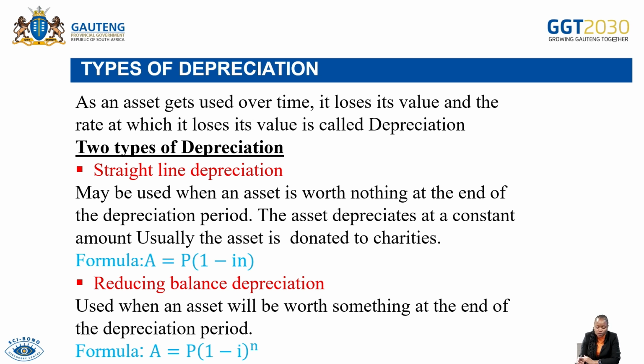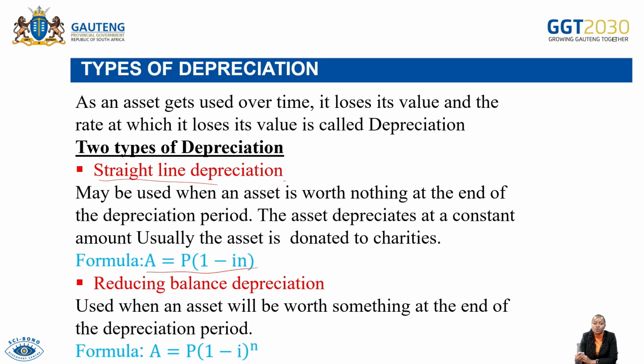The formula that we use for straight line depreciation is A equals P into (1 minus I times N), closing the bracket. And the formula that we use for reducing balance depreciation is A equals P into (1 minus I) to the exponent N.